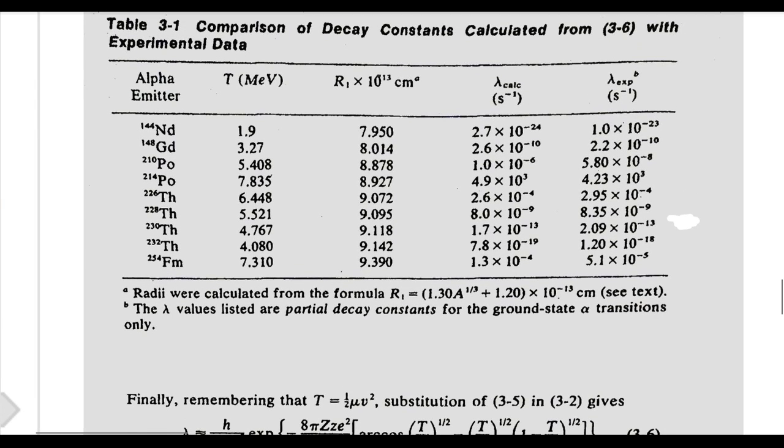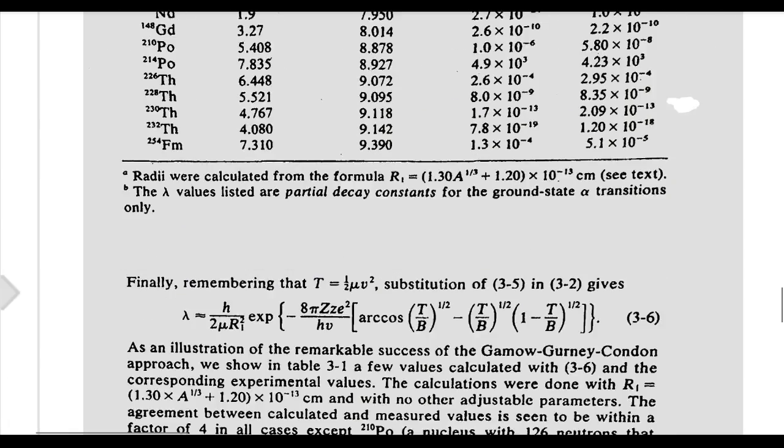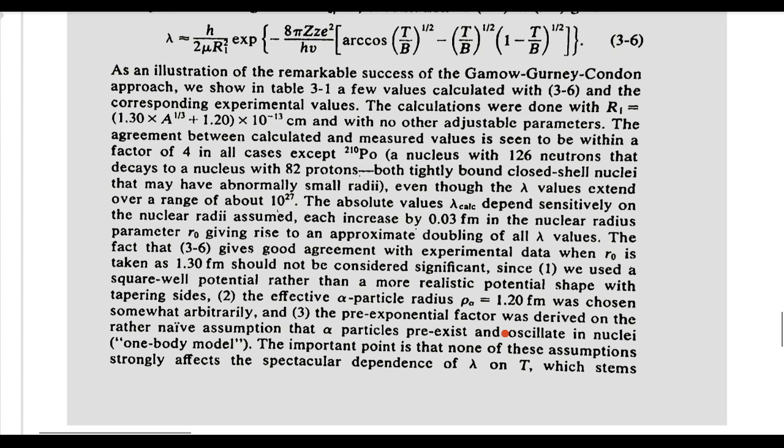in this table, these are the total kinetic energies, these radii की comparable है और calculated value जो है वो ये है, experimental value ये है. Radii were calculated from the formula R1 equal to this, and the lambda values listed are partial decay constants for the ground state alpha transitions only. The absolute values calculated depend sensitively on the nuclear radii assumed; each increase by 0.03 fermi in the nuclear radius parameter R0 gives rise to an approximate doubling of all lambda values.